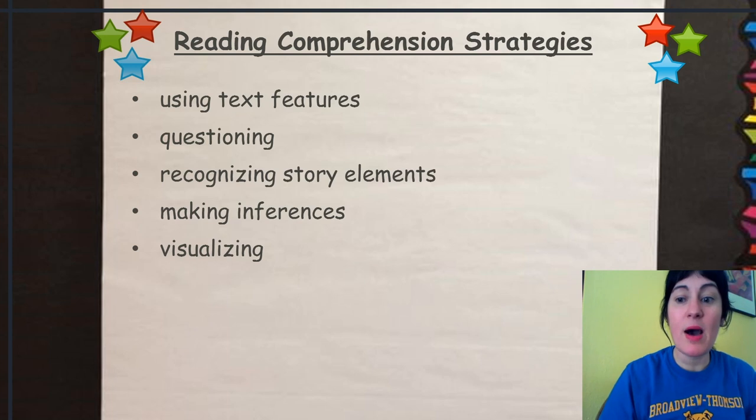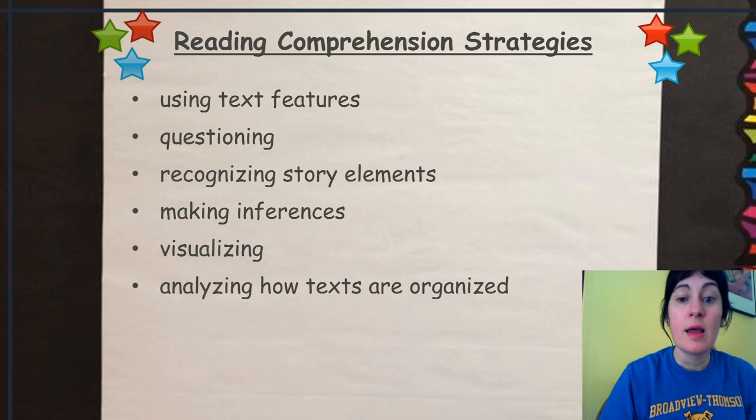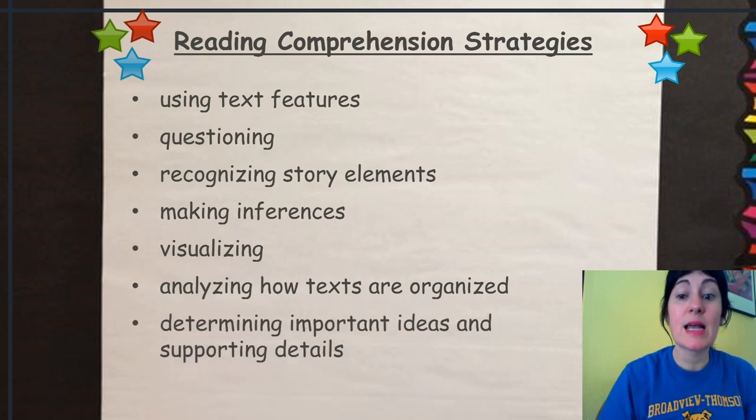Visualizing. That's where we really think about and visualize what's happening in the story. And it doesn't just have to be what we see. It can also be what we hear or smell or feel. We can visualize those things. Analyzing how texts are organized. So when we look at the table of contents, it's a great way to see how a text is organized. Determining important ideas and supporting details. That's what we've been doing over the last week for sure, and using those important ideas and supporting details to make summaries. So summarizing is the last thing we're going to add on our reading comprehension chart today, and that's what we've been practicing. Over the next couple of weeks, you will practice summarizing with the goal of writing summaries on your own books, and hopefully you'll be able to share those with your teacher or your classmate.